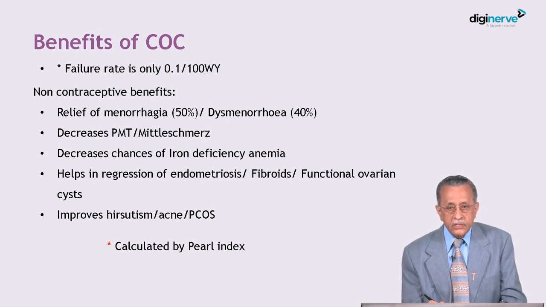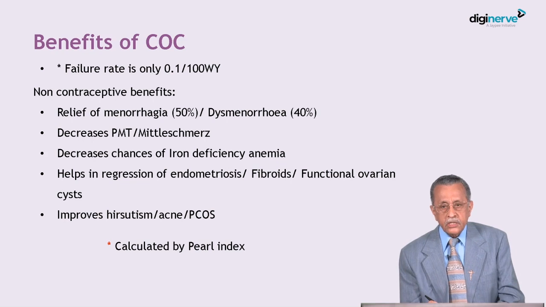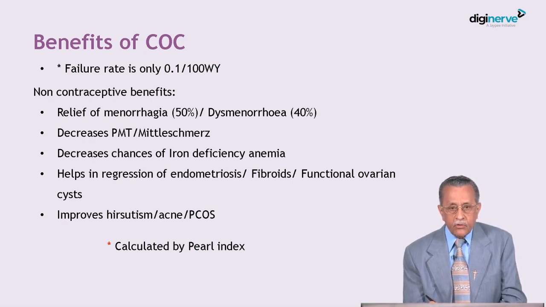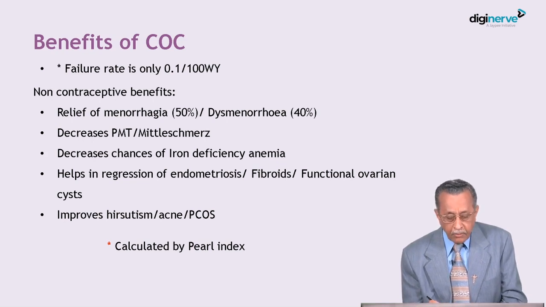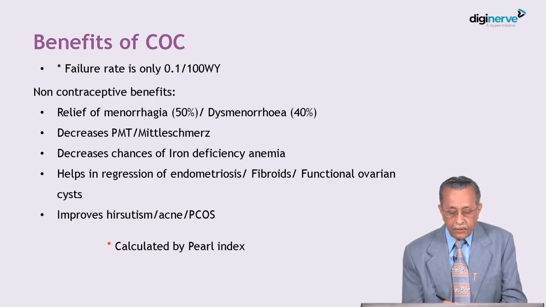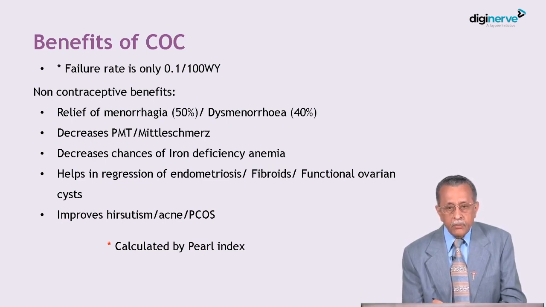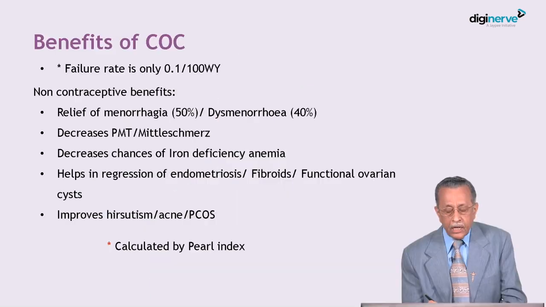It also decreases the risk of premenstrual tension syndrome and Mittelschmerz. Mittelschmerz is pain during ovulation. It decreases the chance of iron deficiency anemia, mainly because the bleeding is less during periods. It also helps in regression of conditions like endometriosis, fibroids, and functional ovarian cysts. It improves hirsutism, acne, and polycystic ovarian syndrome, where the main problem is hyperandrogenism.